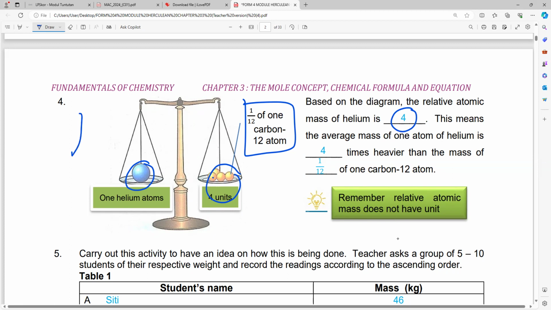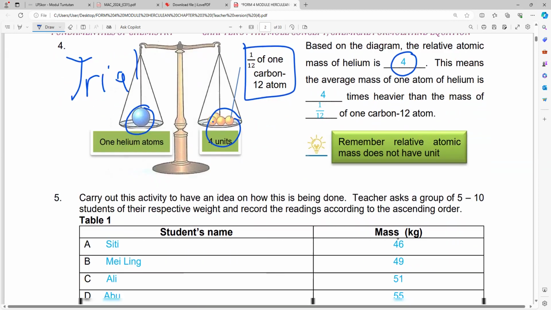I saw this in one of the trial papers. I'm using my left hand to write. My right hand is playing tricks with me.